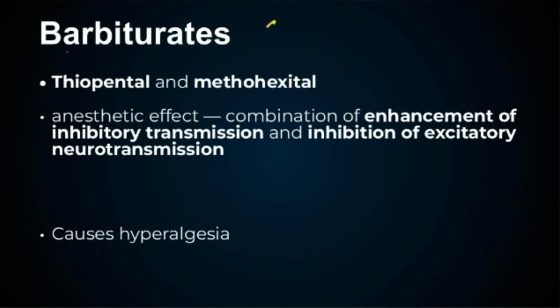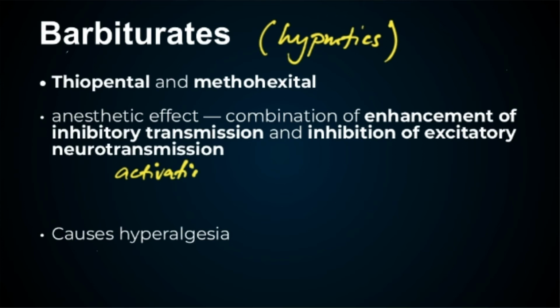We also have thiopental and methohexital. So these are the barbiturates or the hypnotics. So they have been largely replaced by propofol as induction agents. This is because also barbiturates are likely to be abused. So it has effects on inhibitory transmission, probably from activation of the GABA A receptor complex also. Effects on excitatory transmission are less well understood.